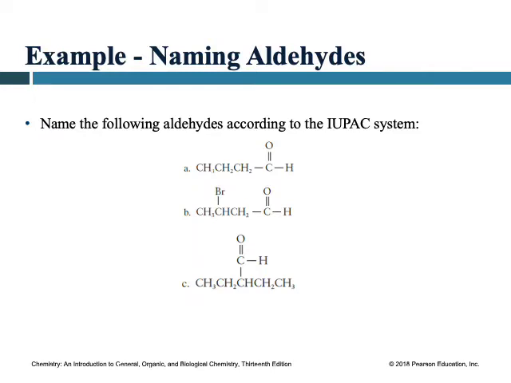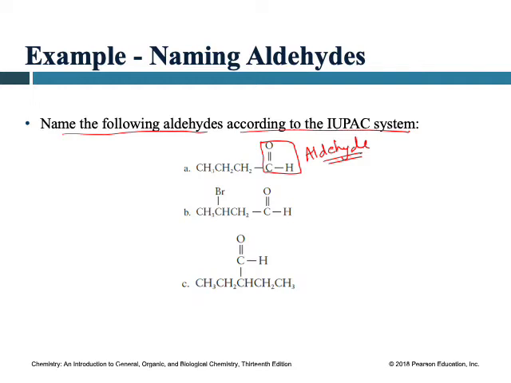So let's do a couple of examples of how to name an aldehyde, whatever we learned in the previous slide. So the question is saying name the following aldehyde according to the IUPAC system. The first thing you need to know: the time you see this functional group, we know this is an aldehyde. So you need to know what an aldehyde looks like. That's very important. So first you need to know the functional group.